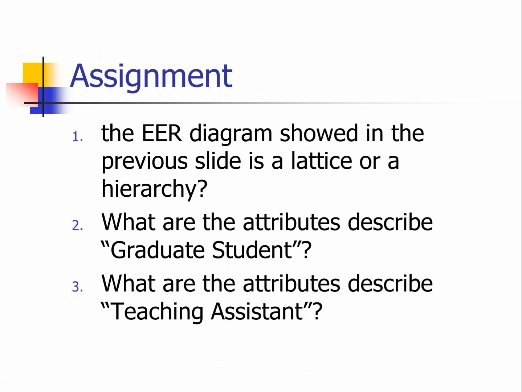First of all, in the EER diagram that we just saw, is this a lattice or a hierarchy? Pretty simple, right? What are the attributes describing the graduate student? Also, what are the attributes describing the teaching assistant? Try to provide these answers as detailed as possible to me through the Blackboard, and I am looking forward to seeing your answers.